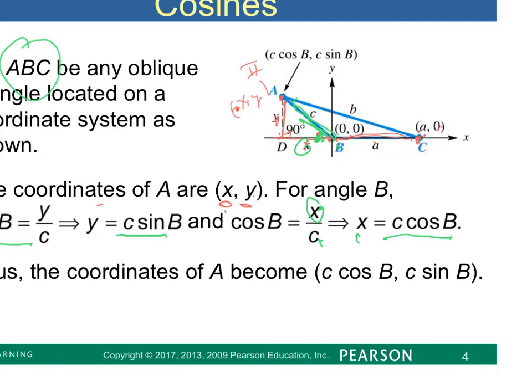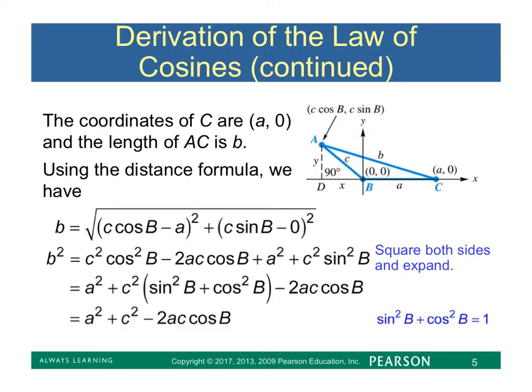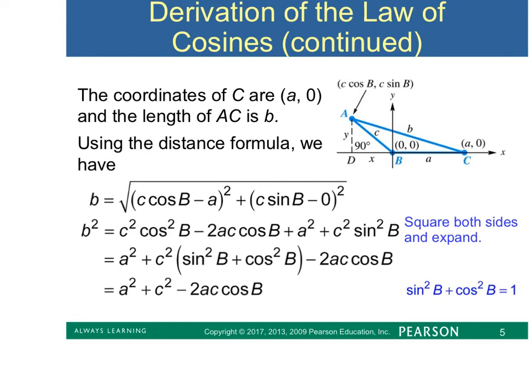So remember when I wrote that this point was x comma y? We'll substitute in what y really is, c sine of B, and what x really is, c cosine of B, from cosine of B equals x over c. There you've got your c cosine of B up here. That was my x comma y. Knowing that, we've come up with a new coordinate for point A. We're going to use that, so we're going to continue with this.